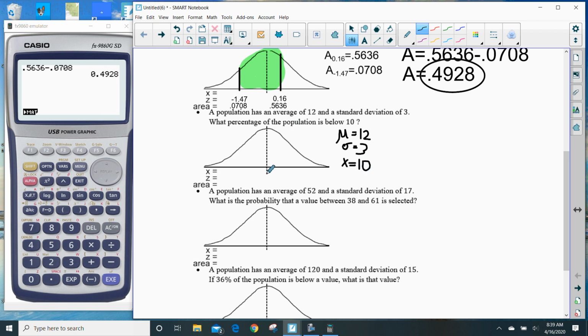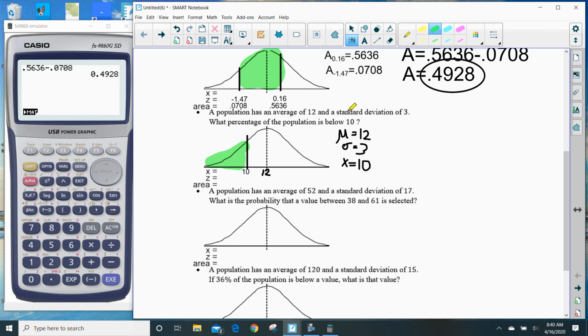All right. So if the average is 12, that would be this middle line right here. And we're talking about a value of 10. 10 would be below 12, obviously, somewhere down here. And so this has an X value of 10. And they want to know what percentage, what is the area below 10? So the question is asking, what is this area over here? Okay, what is the area below 10?